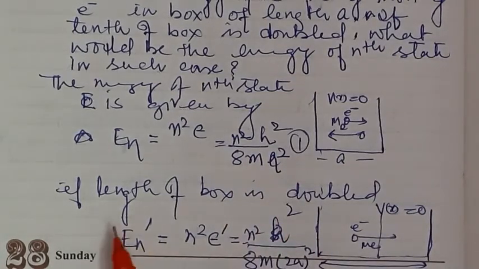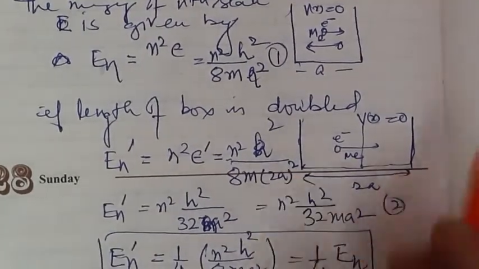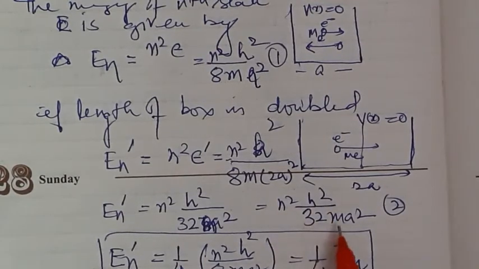If the length of the box is doubled to 2a, then substituting 2a in place of a, we get the energy of the nth state as n square h square over 32 m a square. With the help of the previous expression, I can write En dash equal to 1 by 4 of En.